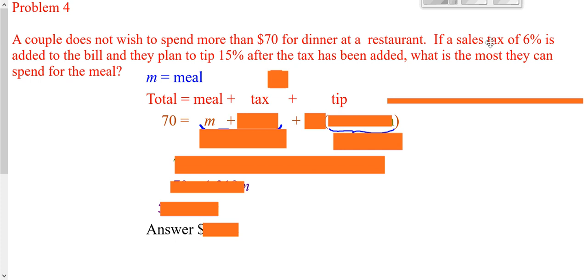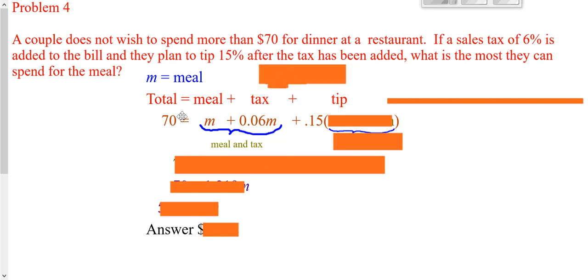Then we have to add in our tax. Our tax is just 6% of that meal. So you have to take 6% as a decimal, multiply it by your price of the meal, which is M. Now your tip is 15% after the tax has been added. So it's 15% of your tax and meal together. Well, this right here is your tax and meal together. So it's 15% of that tax and meal, which is that M plus 0.06 M.